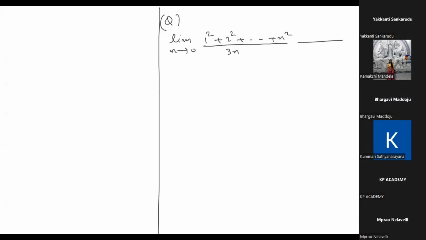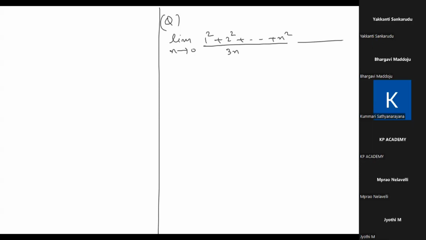Zero. It is not correct. 0 is wrong. 1 by 18. No, not correct. Okay, so you are all thinking that limit is a substitution, right? Limit is not a substitution. No, no. Vinay Kumar, 1 by 9.